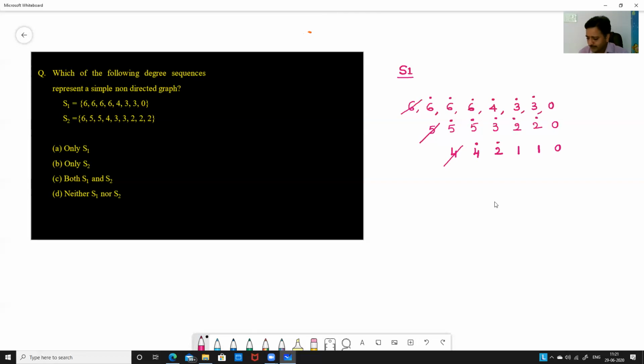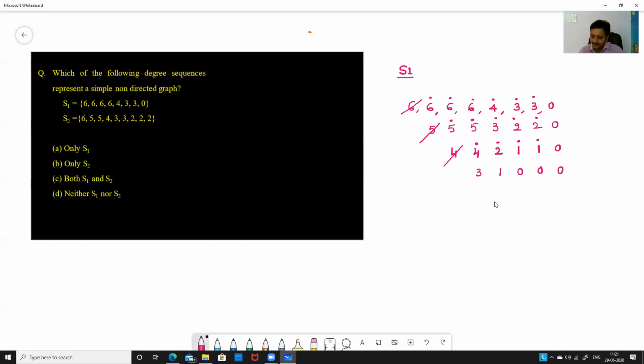First one, second one, third one, fourth one. From each and every vertex degree, you have to subtract 1. 4 minus 1, that equals 3. 2 minus 1, 1. 1 minus 1, 0. 1 minus 1, 0. And then it is also 0. Now tell me, is it a simple graph?